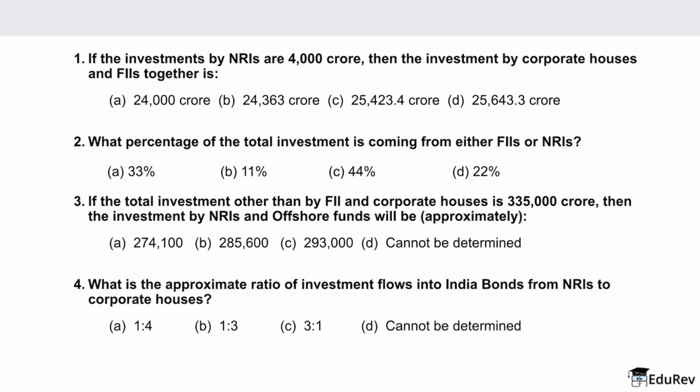Alright. Okay. So what is my first question? My first question says the investment by NRIs is 4,000 crore. Correct? Then the investment by corporate houses and FIIs together is what? Now by NRIs it's 4,000. By corporate houses and FIIs together is what?